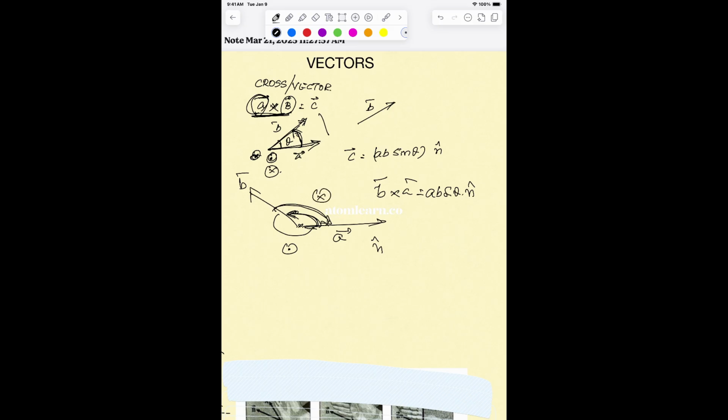Understand? Therefore you can also see that A cross B is the negative of B cross A. Whereas in the case of a dot product, because it's only a scalar, it doesn't matter whether it is B dot A or A dot B, it will still have the same value. Whereas in the case of a cross product, or the vector product, you have it as negative if you just reverse the order of the multiplication. Fine.